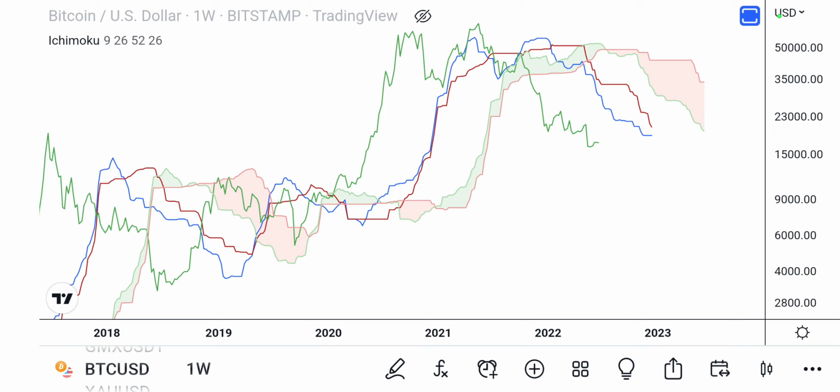When the blue EMA crosses the red EMA from bottom to top below the cloud, it's a bullish crossing and it's a bullish signal, but it is a weak bullish signal. Why? Because this bullish crossing is at the bearish territory. Anything below the cloud is bearish, anything above the cloud is bullish. So it is at the bearish territory, so it is a weak signal.